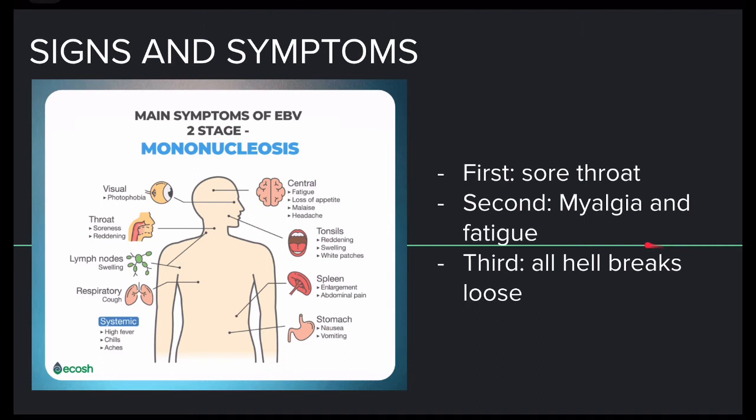The third sign, in which all hell breaks loose, is when a high fever develops. Usually during this time, many symptoms become more significant, such as rashes, a decrease in appetite, nausea, vomiting, and an enlarged spleen. Later on, we'll continue with how to treat all of these symptoms. But for right now, all these symptoms could last from 2 to 4 weeks.